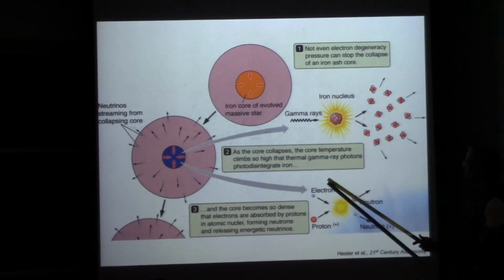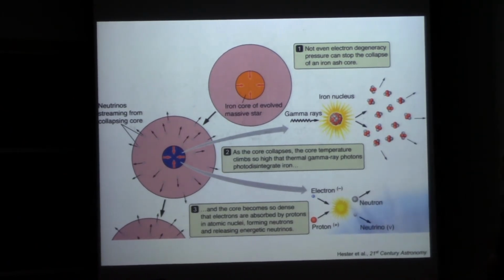As the core collapses, the core temperature climbs so high that thermal gamma rays photodisintegrate the iron. In other words, the temperature is so high that the gamma rays from the blackbody radiation have enough energy to break apart the iron nuclei. So the star has spent its entire lifetime building up iron in its core, and then in a flash, it photodisintegrates it. So it just breaks the iron nuclei apart into mostly just helium nuclei and alpha particles. Alpha particles are very stable, so they tend to be the fragments that are being produced by this.